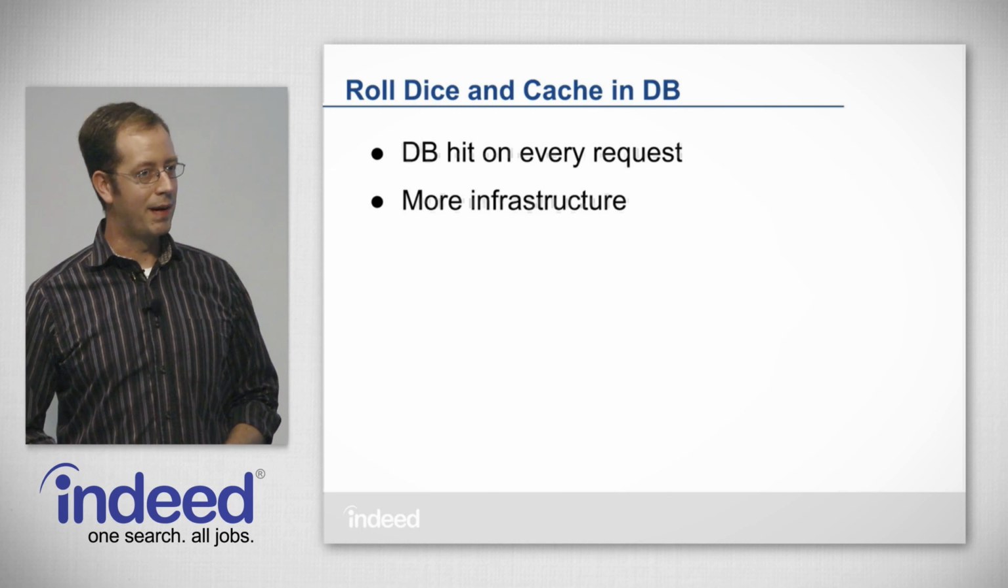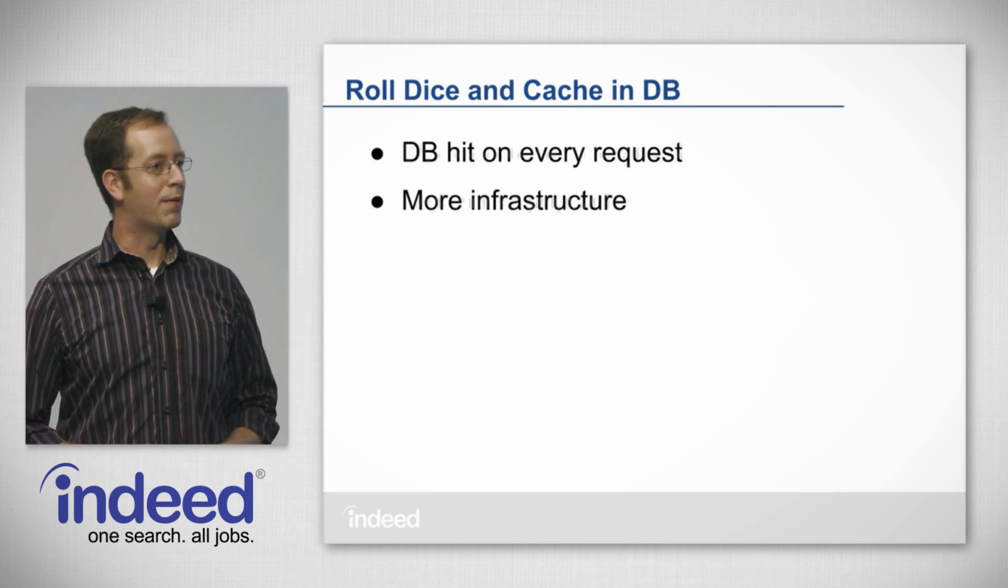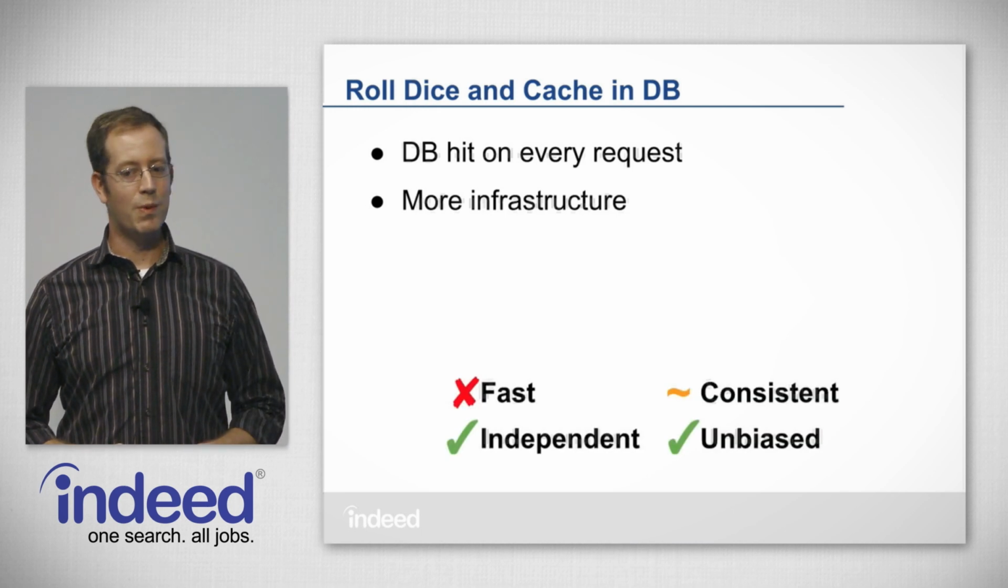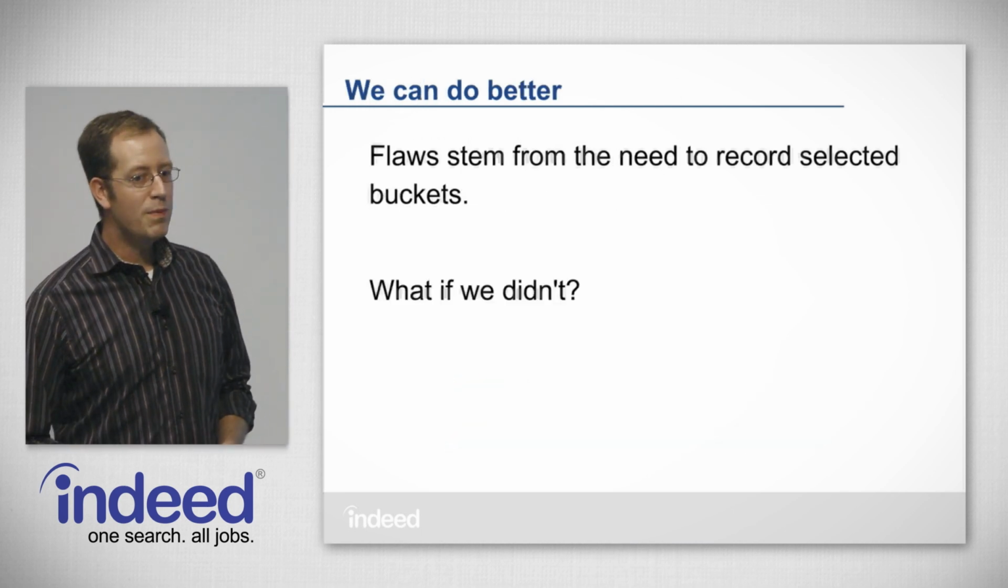What if we roll it and cache in a database? We've seen something similar. Now we have that global state again. We've got to pass this around. Not fast, not as consistent as we want. We can do better than this.